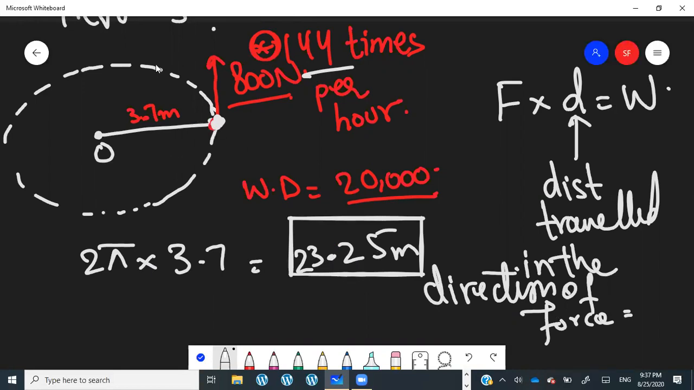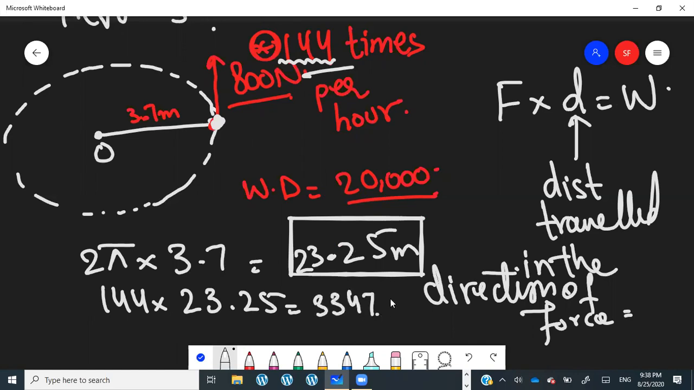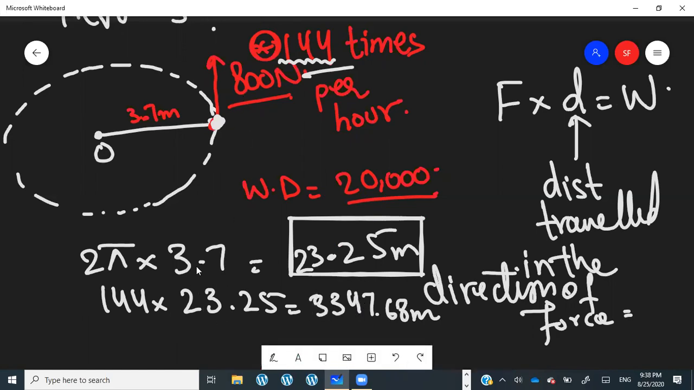Now, this is the circumference of one circle. How many times are we turning it? Turning it 144 times actually means what's the total distance that this horse covered in this hour? It's 144 multiplied by this, which is 3,347.68 meters. We got the total distance that the horse traveled, and the force that it applied was 800 Newton.